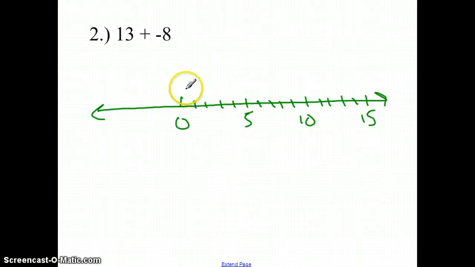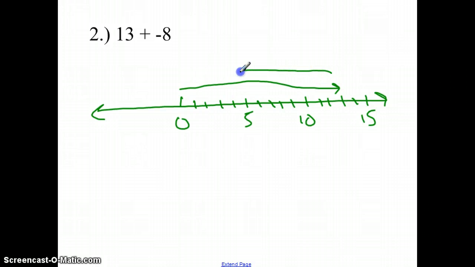Okay. Again, start at 0. 13 means we go to the right. So if we start here, we're going to 13. And then we want to add -8. Well, negative means we go left. So now from here, we go back 8 spaces, which takes us to 5. Okay, so that's the number line approach.